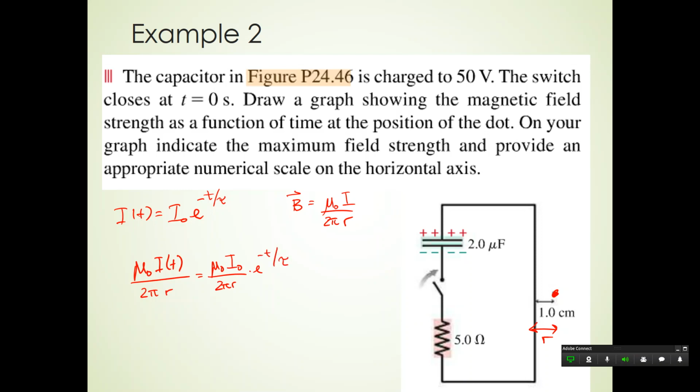Okay, so at any point in time, I can determine what the magnetic field is. So this is going to be magnetic field as a function of time is going to be equal to the initial magnetic field at that point there, right, multiplied by e to the power of minus t over tau. So the strength of the magnetic field would follow the same kind of curve as current.